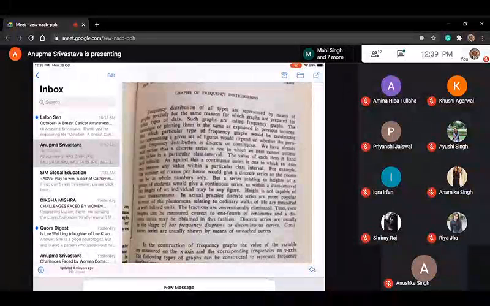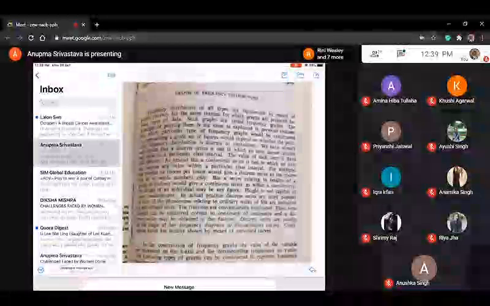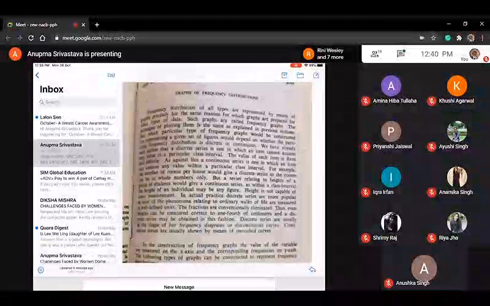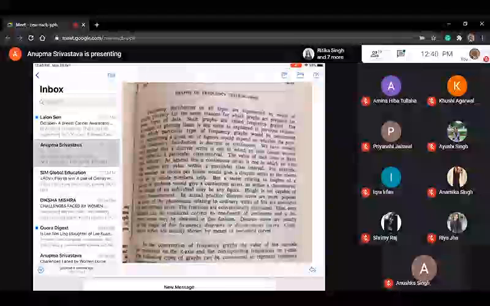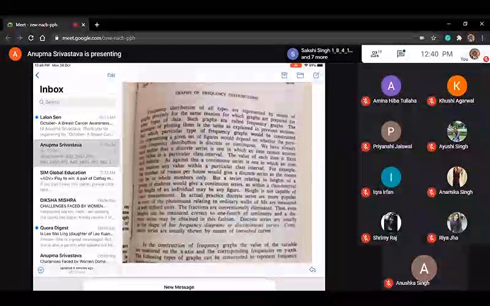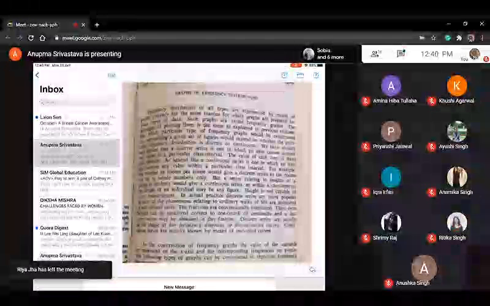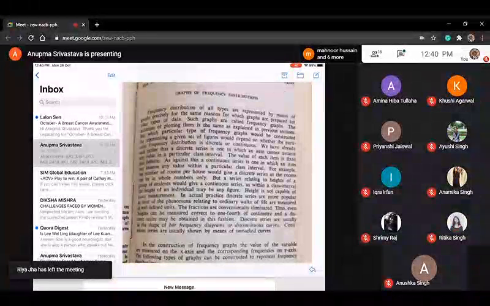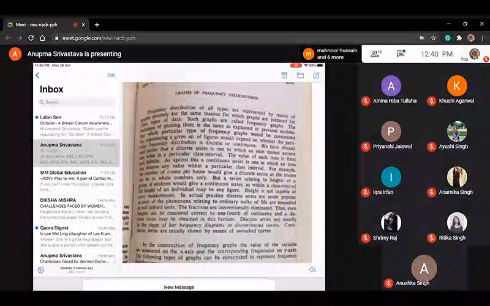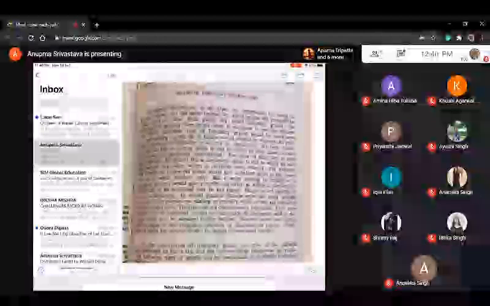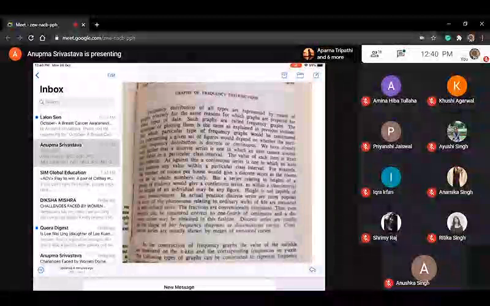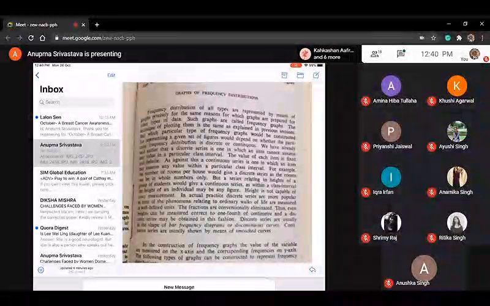But a series relating to heights of a group of students would give a continuous series, as within a class interval the height of an individual may be any figure. It may be 154, it may be 154.2, it may be 154.5. So heights will relate to continuous series data. But in actual practice, the discrete series data is more popular, as most of the phenomena relating to ordinary walks of life are measured in well-defined units. The fractions are conventionally eliminated.